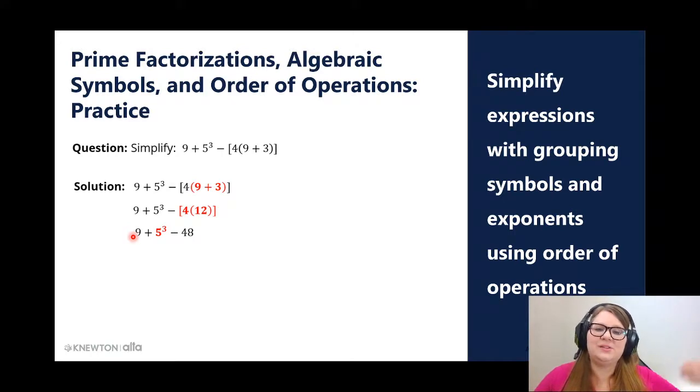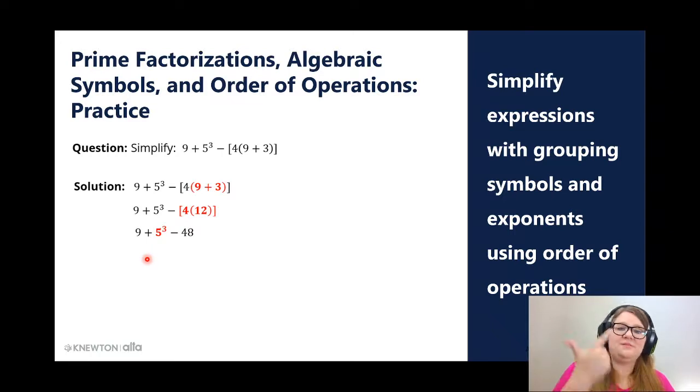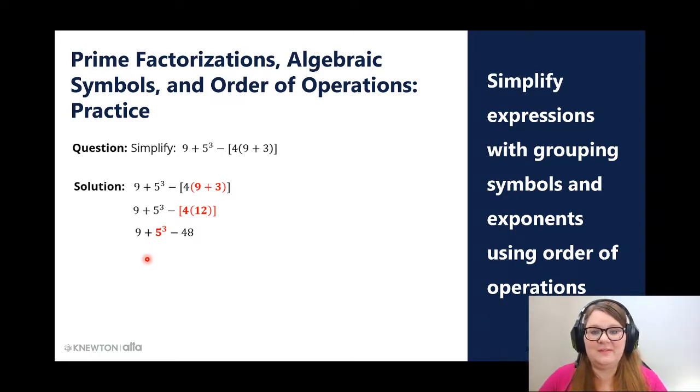Now when I'm at this step, I've done all my parentheses. So I'm going to move on to E, exponents. 5 cubed is 5 times 5 times 5, which is 125. Now I have 9 plus 125 minus 48. Addition and subtraction, I'm always going to do from left to right. So 9 plus 125 comes first. That's 134. Then I'm going to subtract my 48, which leaves me with a final answer of 86. So now that you've done some practice, hopefully you're ready to go tackle these on your own.